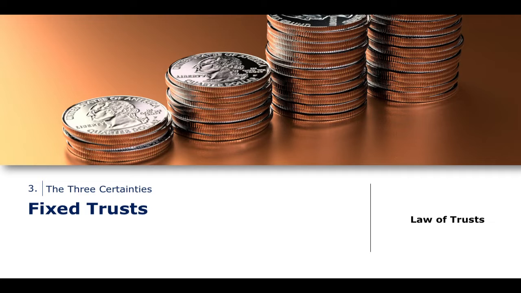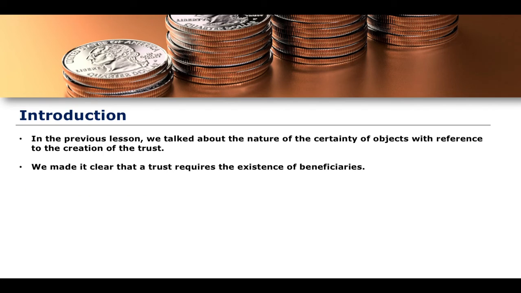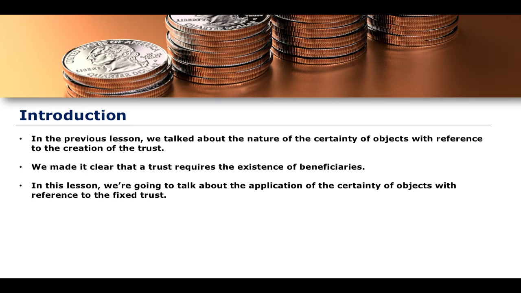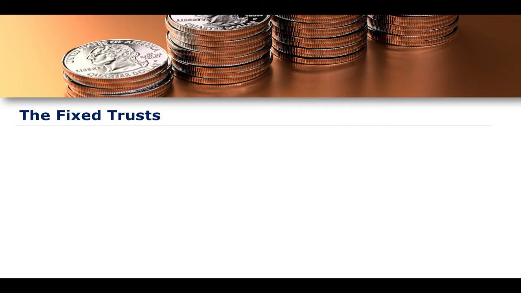This lesson is going to talk a little bit more about the certainty of objects specifically, and focus on this idea of the fixed trust versus the discretionary trust. We'll talk about the fixed trust in this lesson, and then we'll talk about the discretionary one in the next, because ultimately, we made it clear that in the certainty of objects, there is a requirement of the existence of beneficiaries, and that there has to be a certain amount of conceptual certainty as to who is and who isn't a beneficiary. We're going to talk about the application of the certainty of objects in this lesson with reference to this idea of the fixed trust.